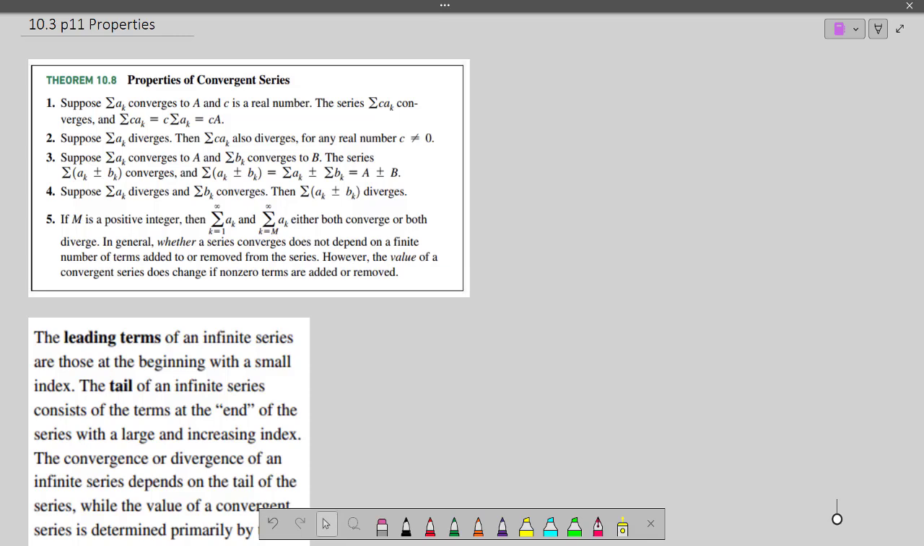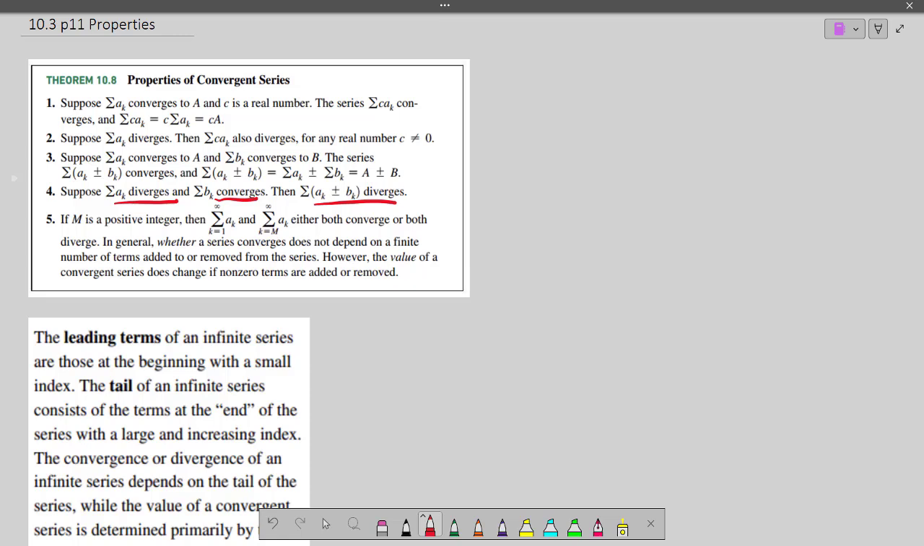You get the classic sum and difference one. So if you have two series that converge, if you add or subtract the series, you will still get convergence to a plus b or a minus b, depending on whether you add or subtract. So if you have one series that diverges and one that converges, the sum or difference has to diverge. There's no way you can take a divergent series and add a converging series and offset the divergence.